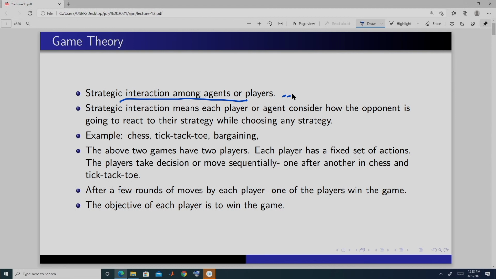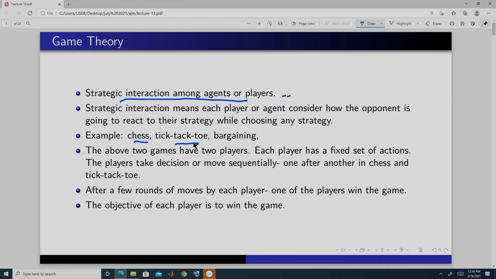It means that if we have, suppose, a number of players, then while each of them is taking any decision, they will always think how their opponent is going to react to the action they are going to choose. So, for example, suppose in chess, what do we do? While making any move, I always try to think, if I move in this way, how my opponent is going to move in reaction.